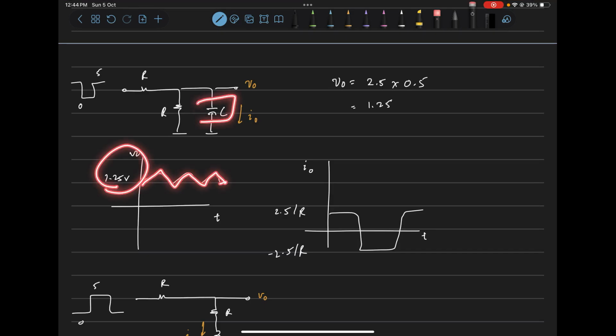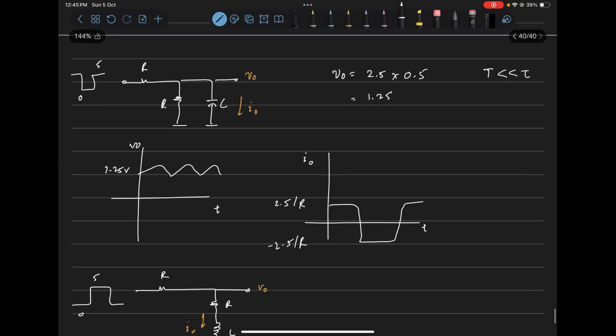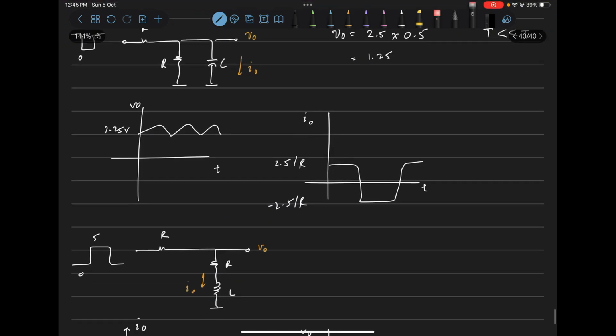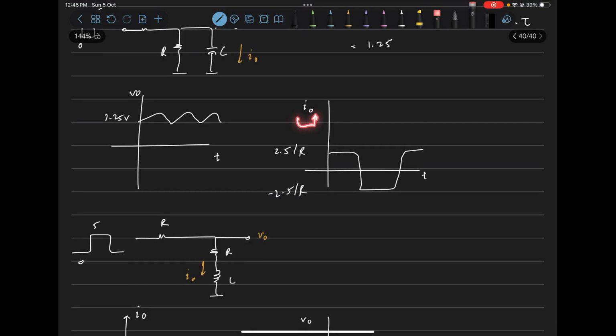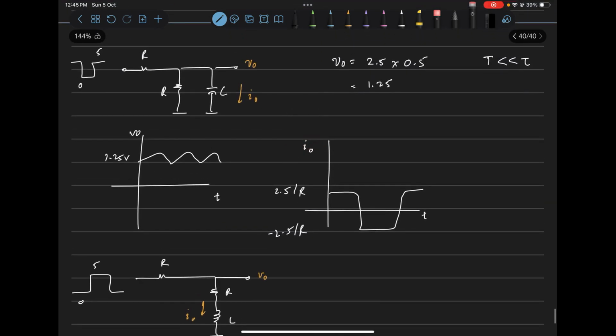Since the capacitor will hold its voltage in steady state, since there is no current, dV by dt is 0 and V will be held constant. So it will just ripple around as the input varies. Obviously we are talking about the case where T is much less than tau, as the other case is very trivial to analyze.